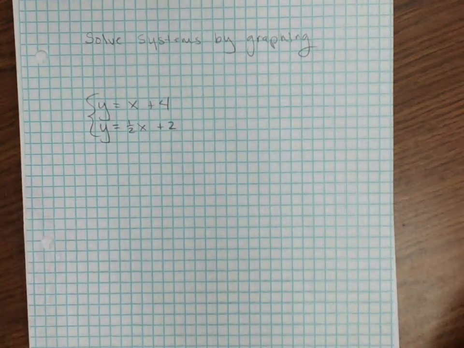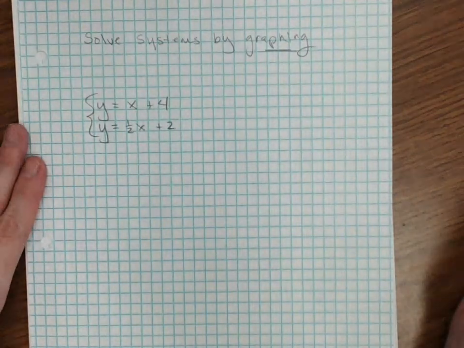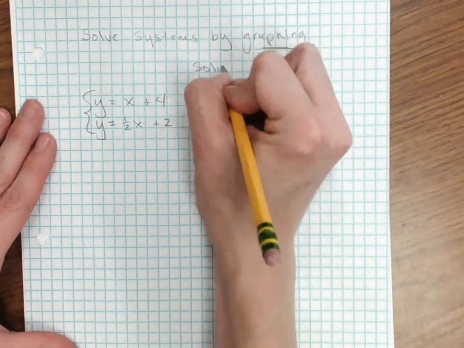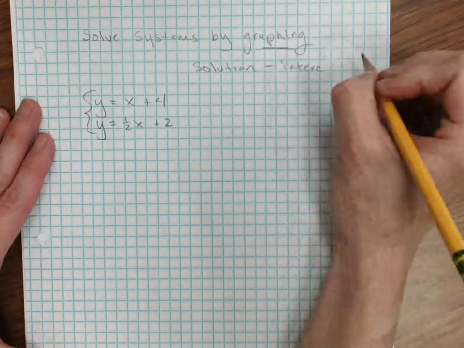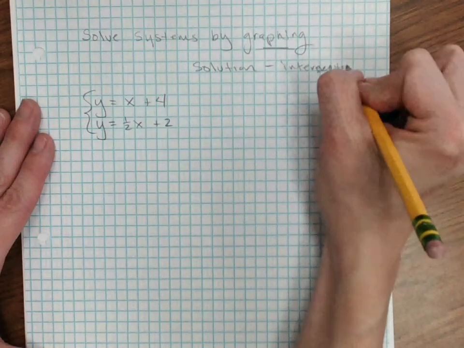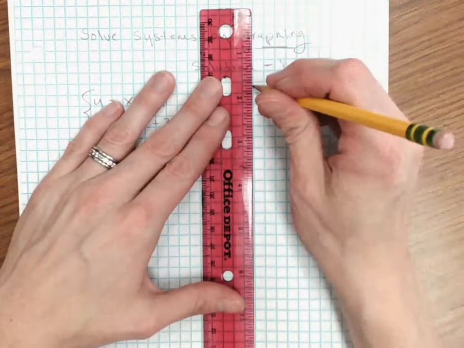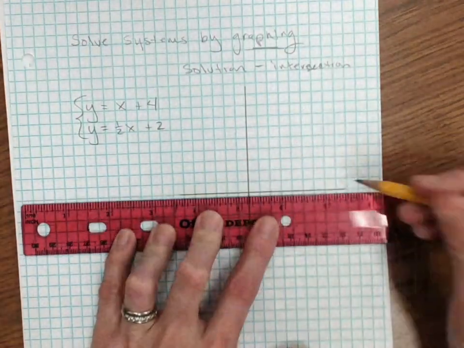So looking at these, the first way that we're going to look at solving this is by graphing. If I graph both of these, remember that my solution is the intersection, where these two lines meet. Intersection. So I'm just going to graph both of them on the same coordinate plane and see where they intersect.